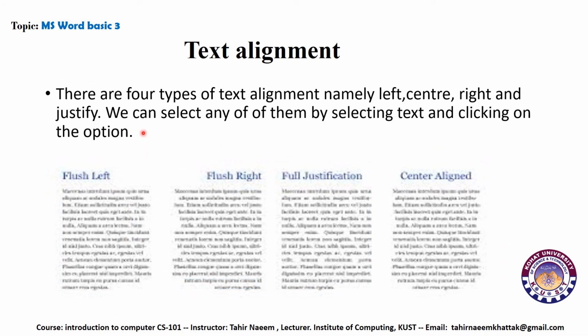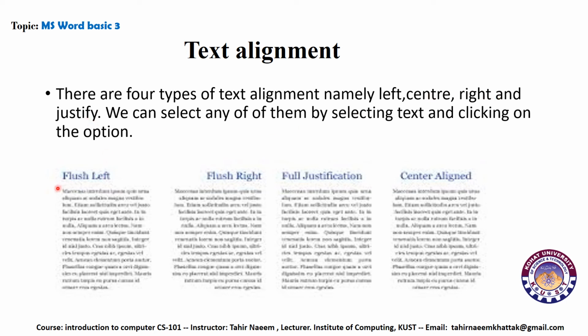Text alignment. There are 4 types of text alignment, namely left, center, right, and justify. We can select any of them by selecting text and clicking on the option. So basically text alignment is how text should appear. Let's suppose this is the paragraph, I select it, and then there are, as I have previously shown, 4 types of options, namely left alignment, center alignment, right alignment, and justified.